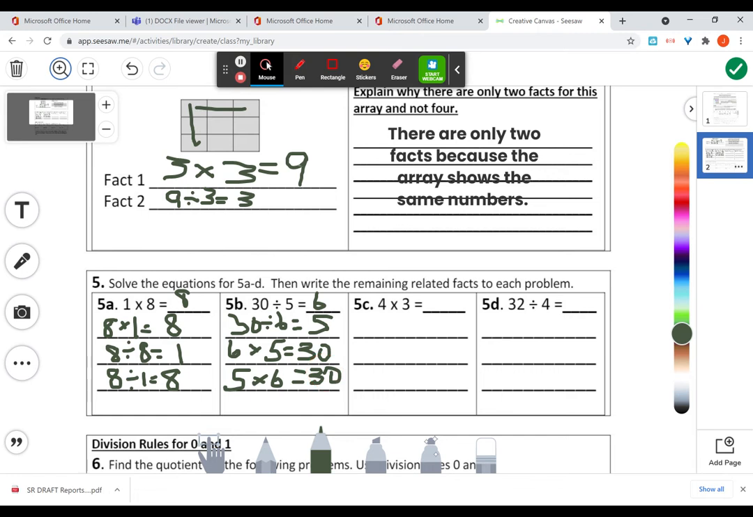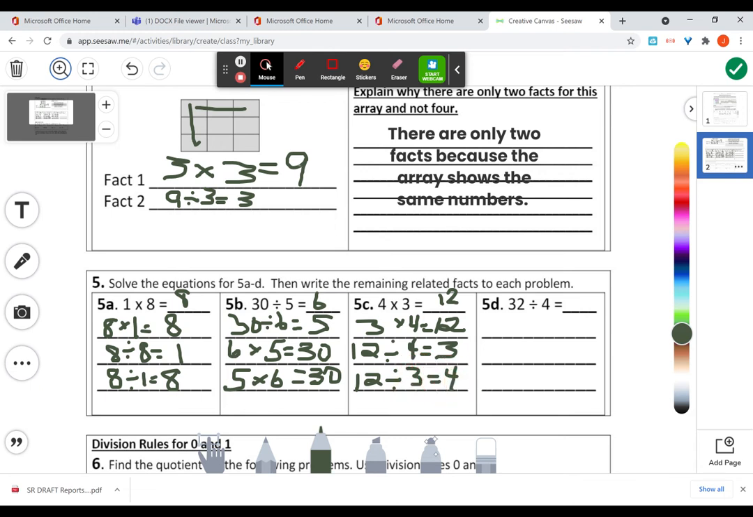For my next one, 4 times 3 is going to be 12. 3 times 4 is also going to be 12. And then now that I'm going into my division equations, I want to start with my greatest number. Just pick the 4 this time and make it a 3. And then we've got our 12 divided by 3 equals 4.